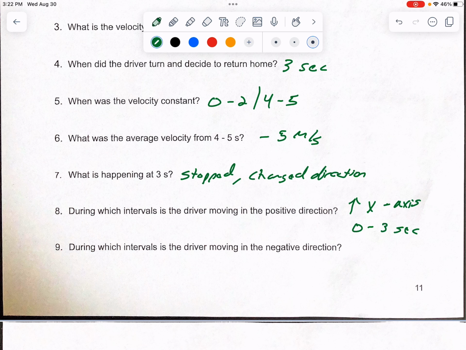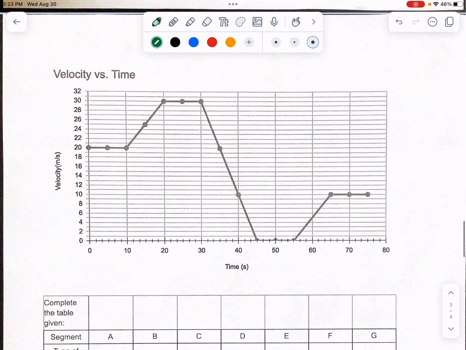And then if you're in a negative motion, that means you're below the x-axis. And that would be from 3 to 6 seconds. Okay, moving on to this graph. Okay, so I have segment A, B, C, D, E, F, and G.